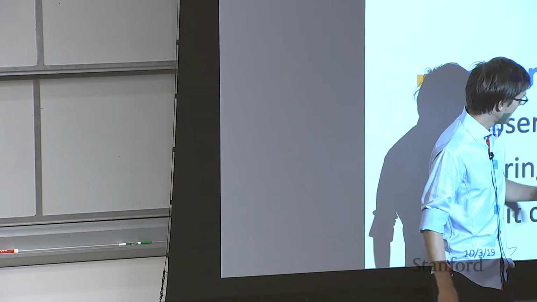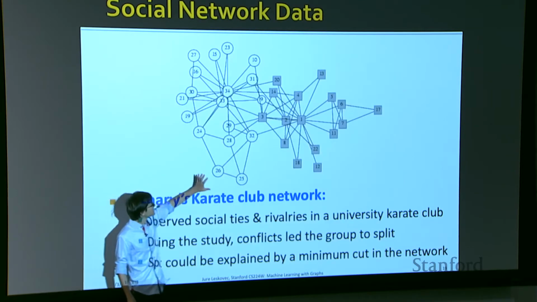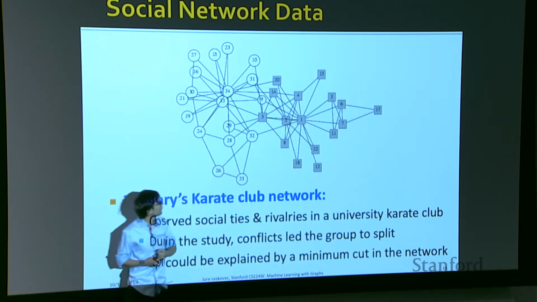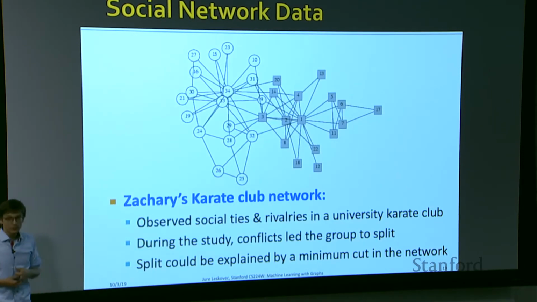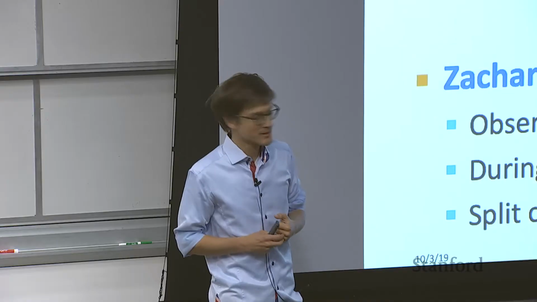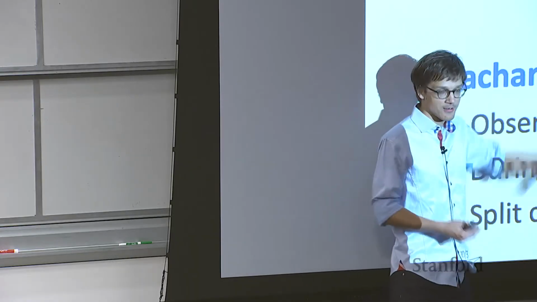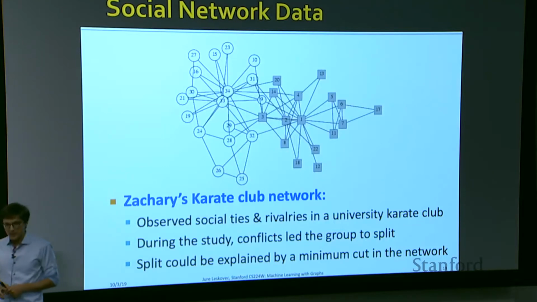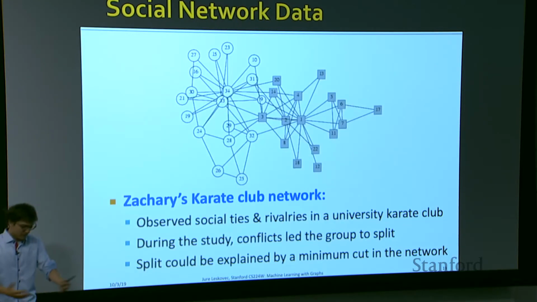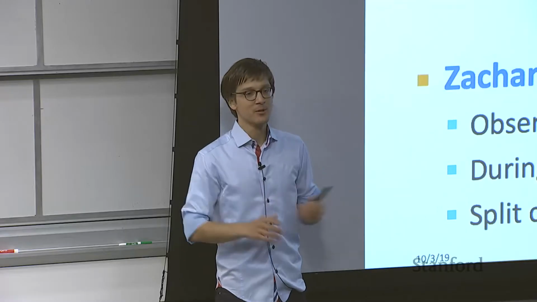I think this was maybe even sooner, maybe in the 1950s. And this is a network of 34 nodes. And the story behind this network is the following. So Zachary was, again, a PhD student. He was doing his PhD, and he was studying friendships in this karate club at some university.